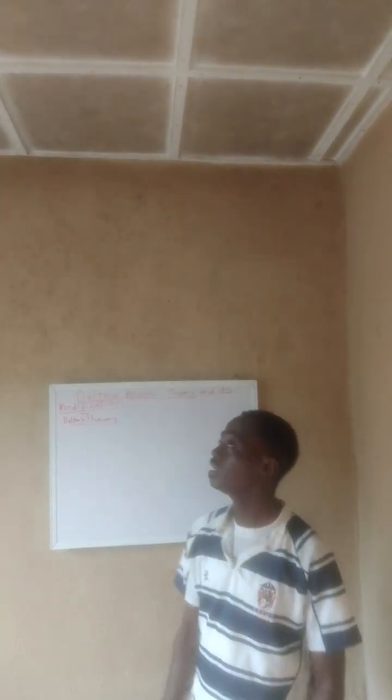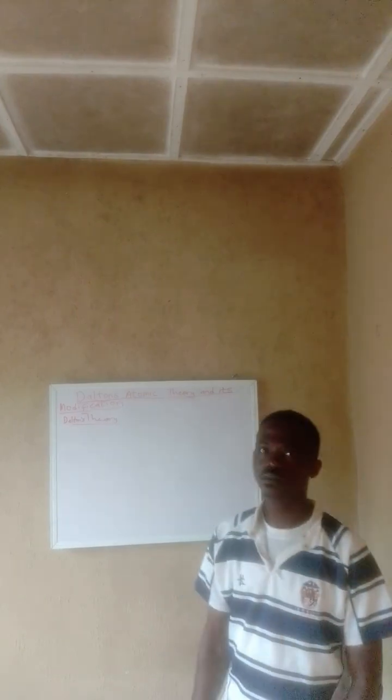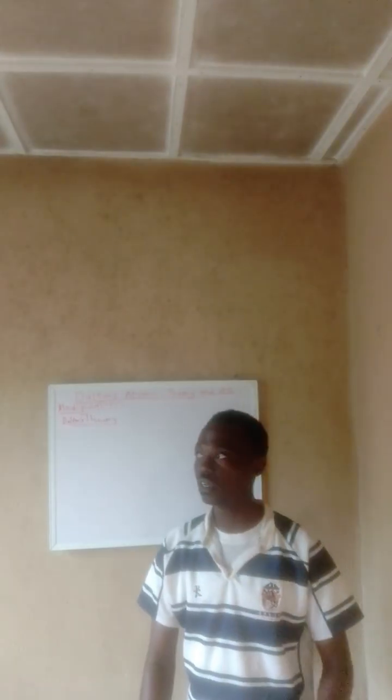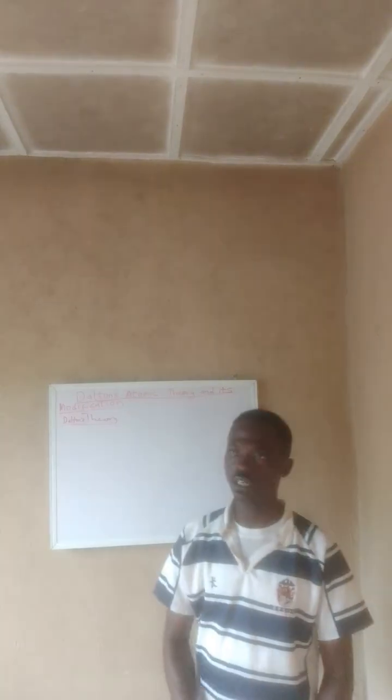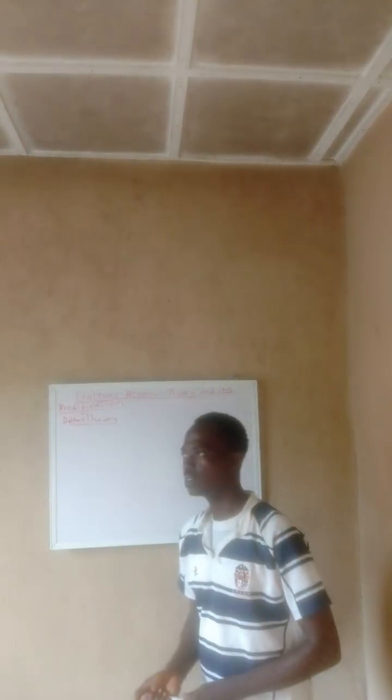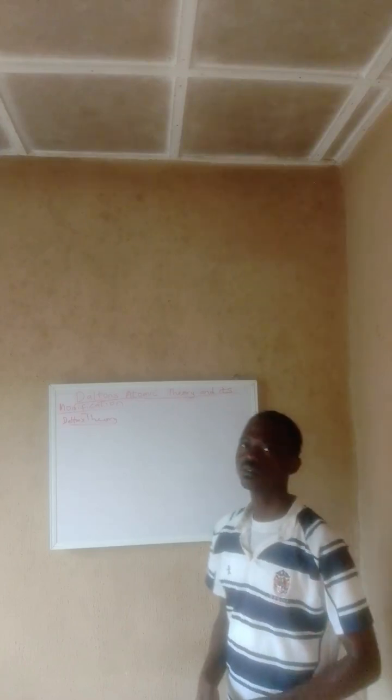In today's lesson, we are going to be looking at Dalton's atomic theory and its modification. In the subsequent lesson, particularly the next lesson, we are going to be looking at atomic structure and doing justice to some small calculation theory. But in today's lesson, we are going to be looking at Dalton's theory and its modification.